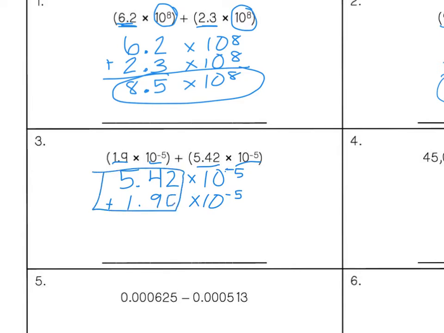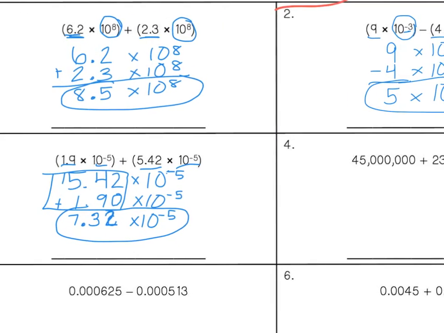There's an imaginary 0 here. So 2 plus 0 is 2. And then 4 plus 9 is 13. Carry my 1. 1 plus 5 plus 1 is 7 times 10 to the negative fifth. There we go.